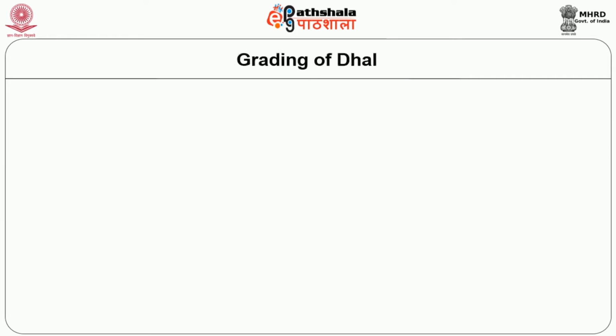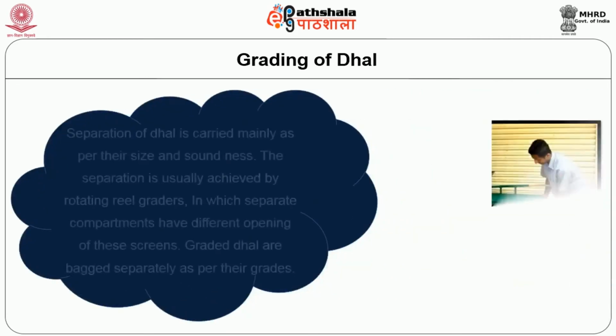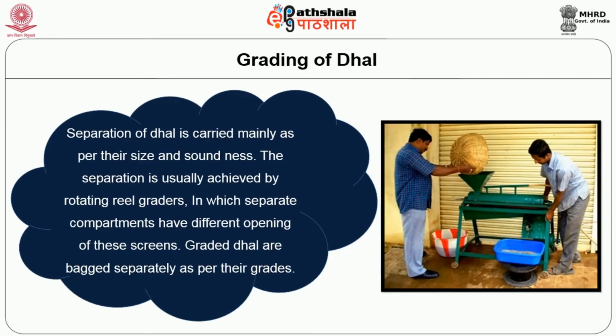The next unit operation is grading. Separation of the dal is carried out mainly as per the size and soundness. The separation is usually achieved by rotating reel graders, in which separate compartments have different openings for these grains. Graded dal are bagged separately as per their grades.